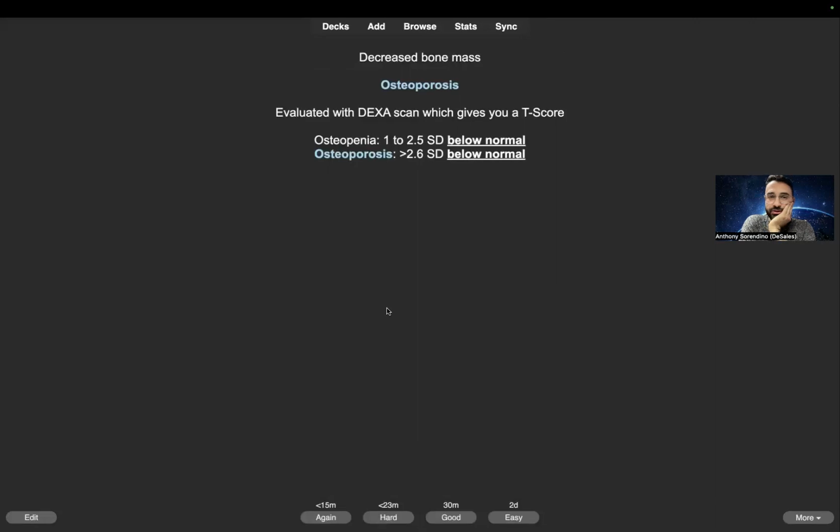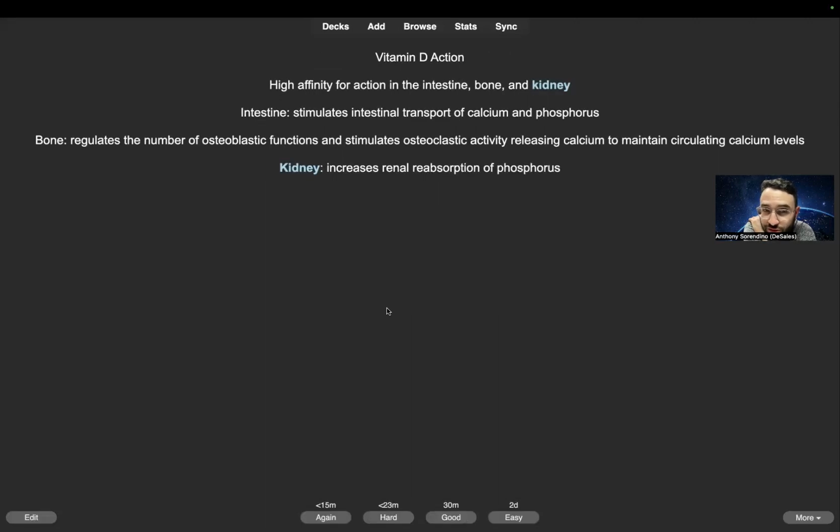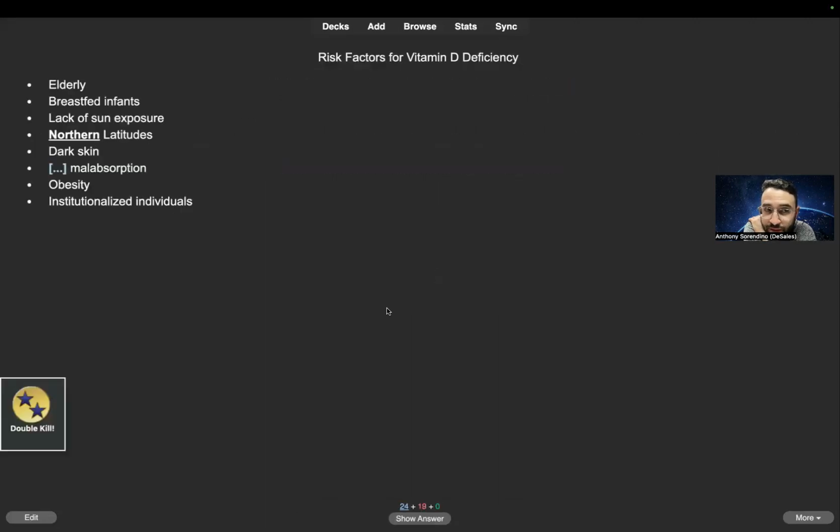Osteoporosis? Good. And that threshold is going to be greater than 2.5 standard deviations below normal. The interaction is in the intestine, bone, and kidney, where it increases renal reabsorption. So that's where we get a lot of that phosphorus increase, is the kidney. That's interesting. The calcium is going to come more in the intestines, right?